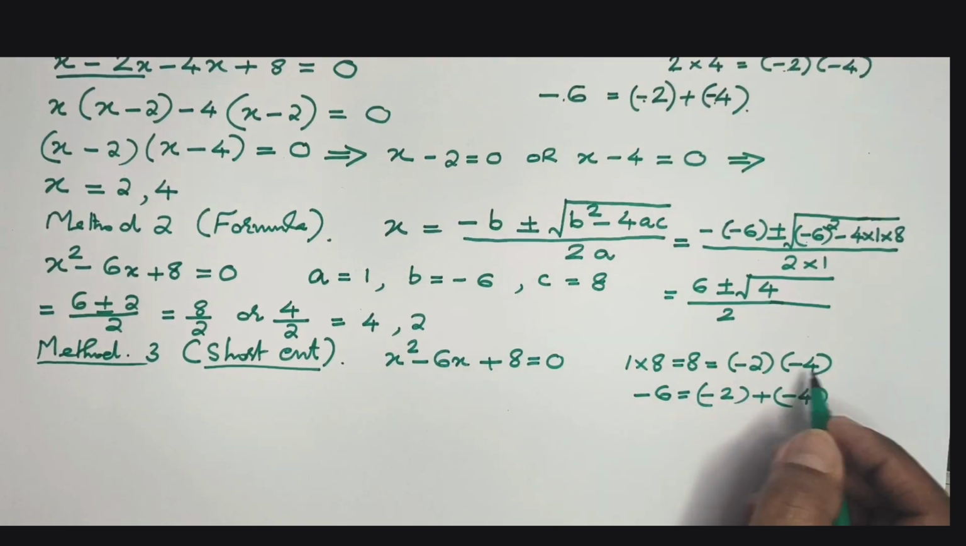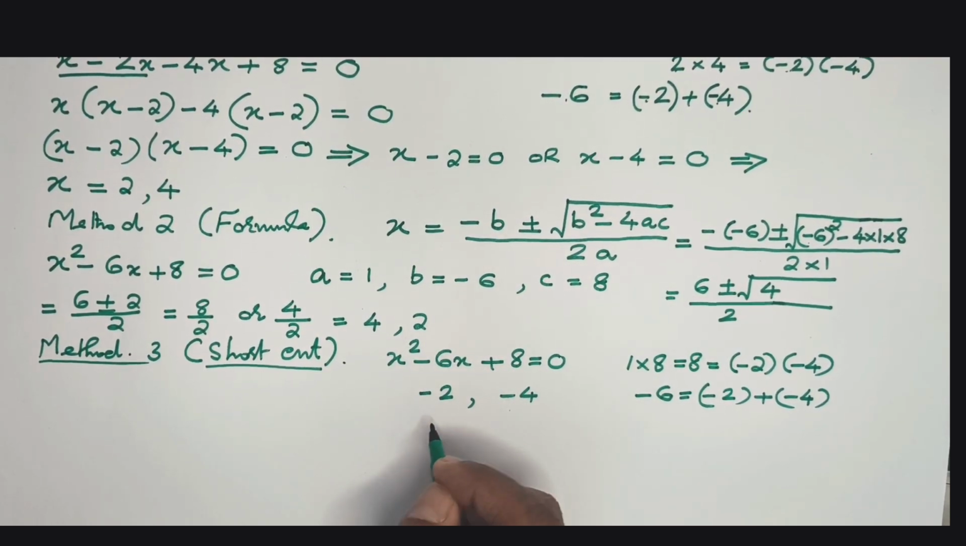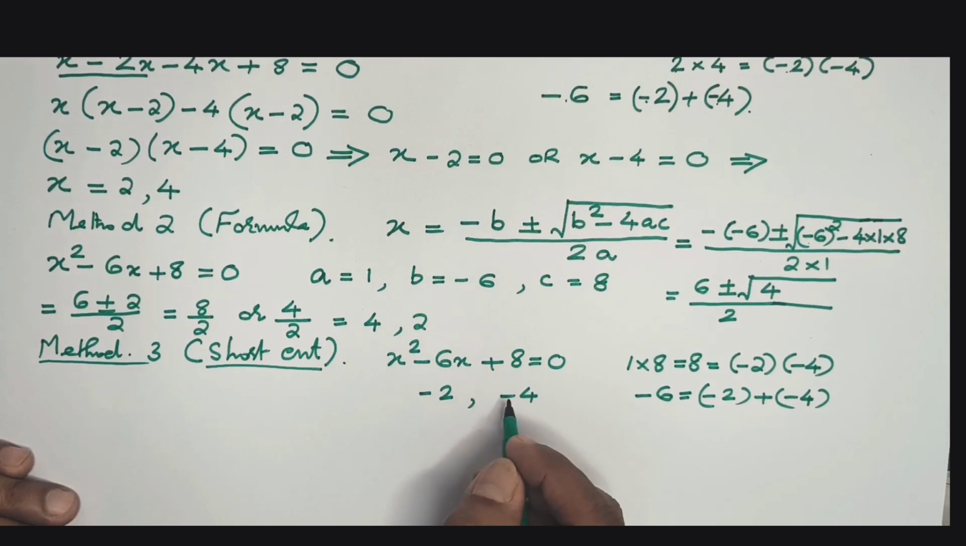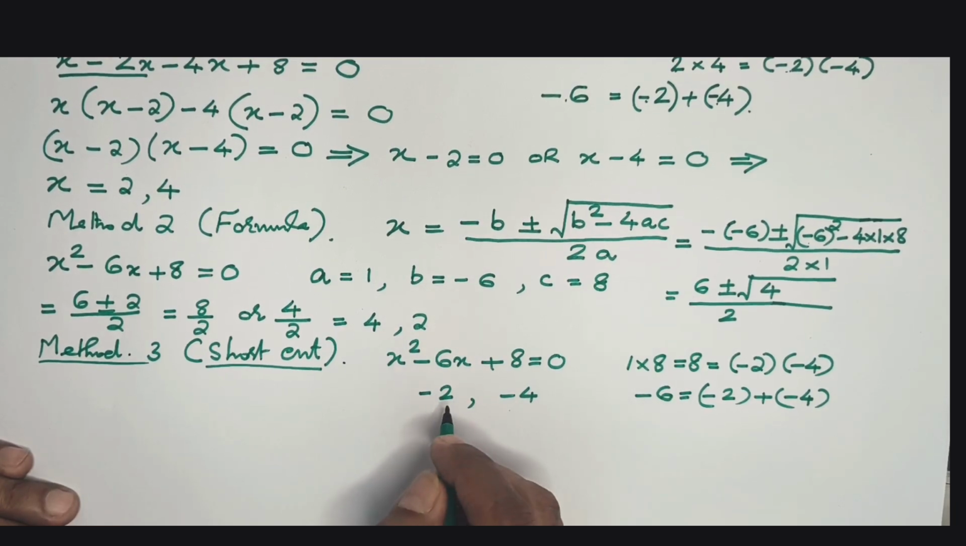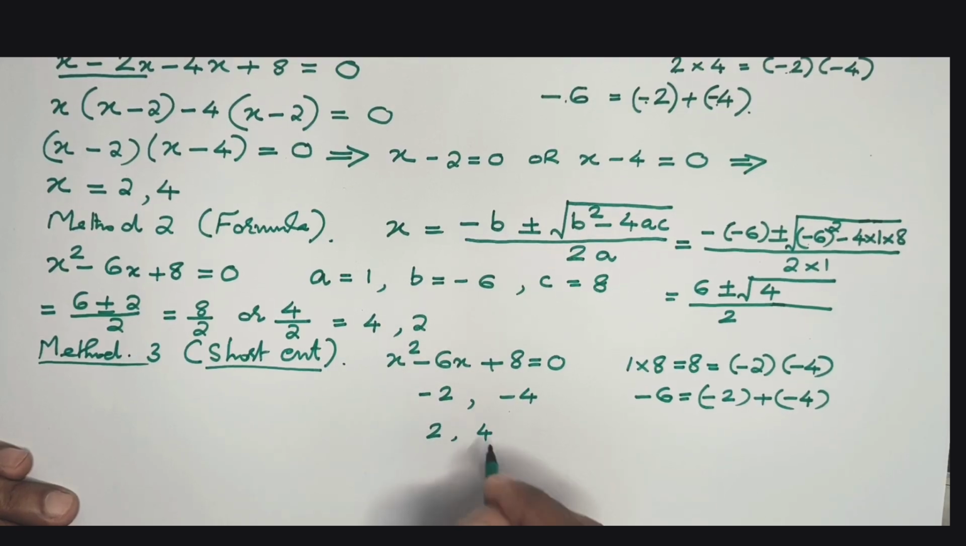After that, write these numbers here, minus 2, minus 4. In the next step, change the signs of these two numbers. See, both the numbers have negative sign. So changing the sign, you get plus 2 and plus 4.